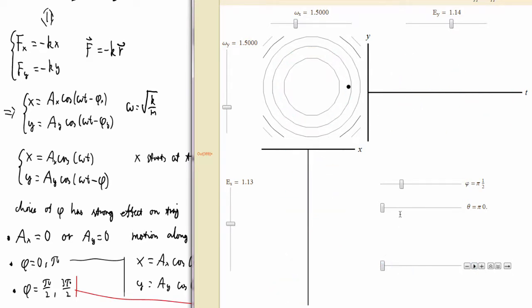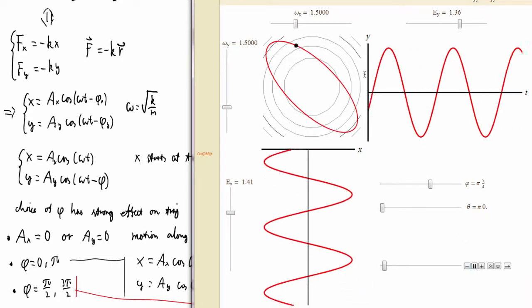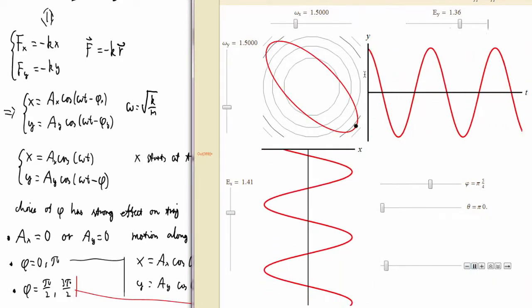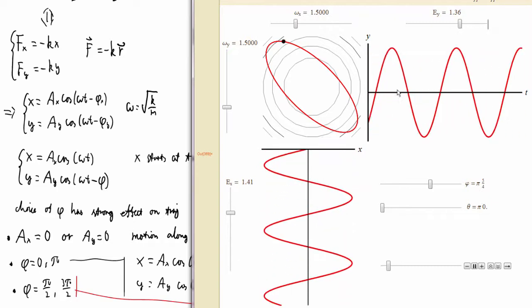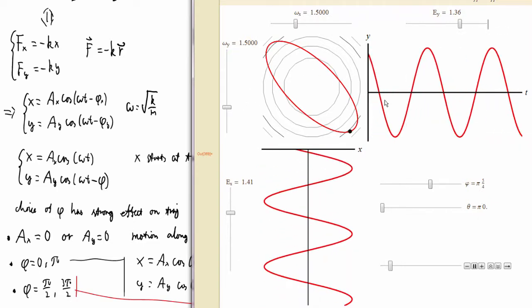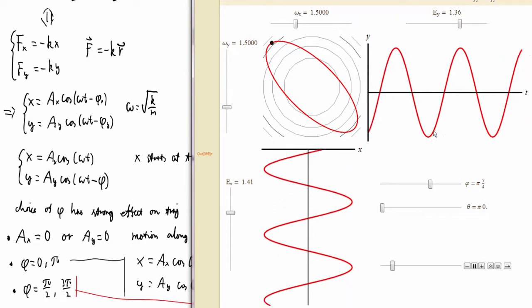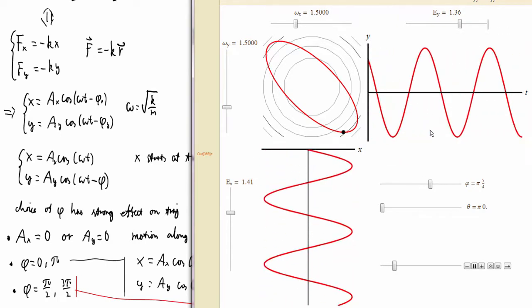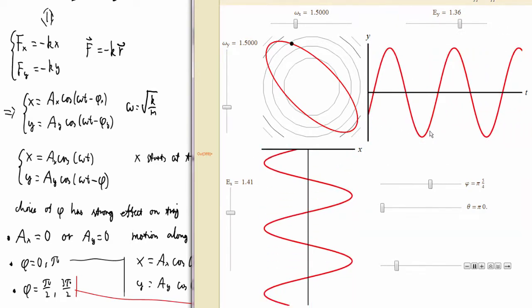Then finally, we'll just look at some random case. So we'll take phi, this angle, to be anything we like, and different energies here. And then we'll run it. And again, we get an ellipse, although not one that's oriented with its major axis along either x or y, but we get elliptical motion nonetheless.